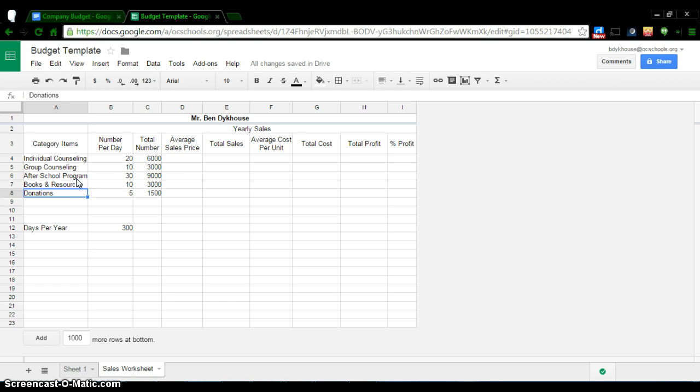So here are some examples, people. Take a look. I have a counseling center, and I'm going to say that on average, a counseling session is going to cost $50. I'm estimating. I'm going to say that on average, a group counseling session would cost $100. I'm not thinking about this for too long. I'm just thinking of a price and typing it in.